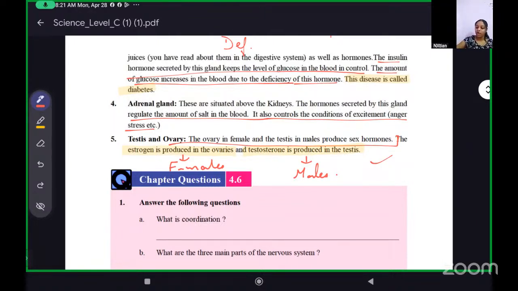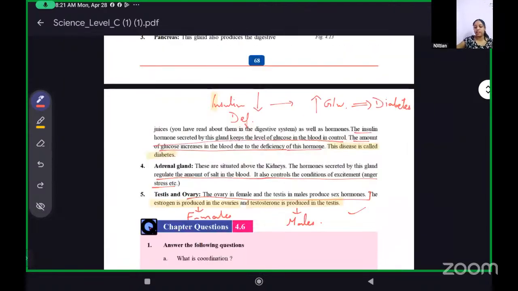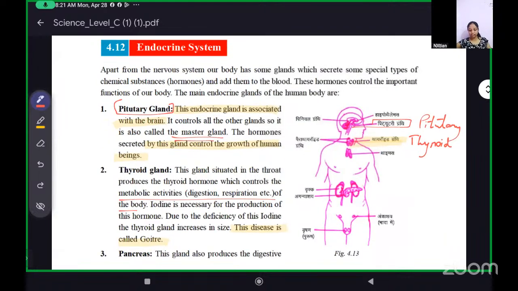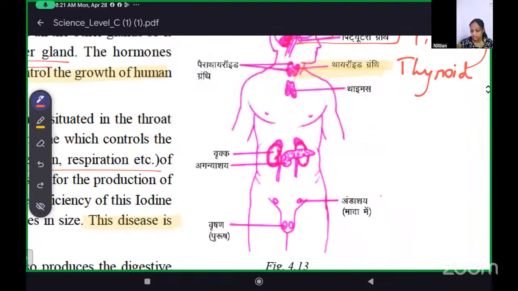Any questions in the endocrine system? No, ma'am.